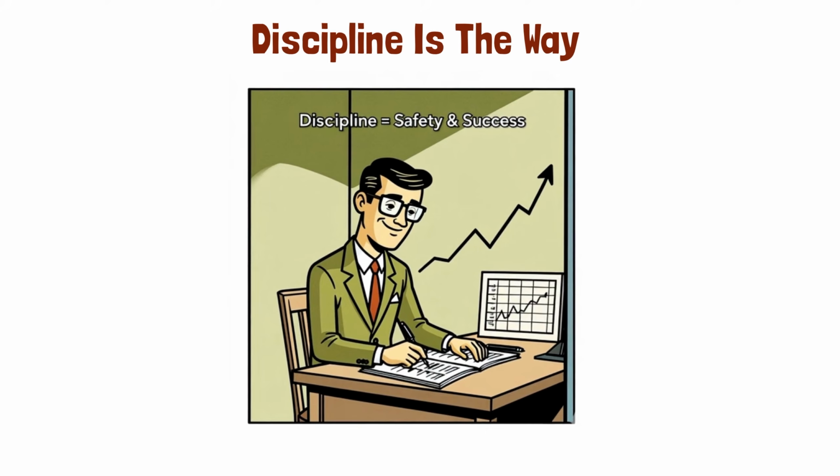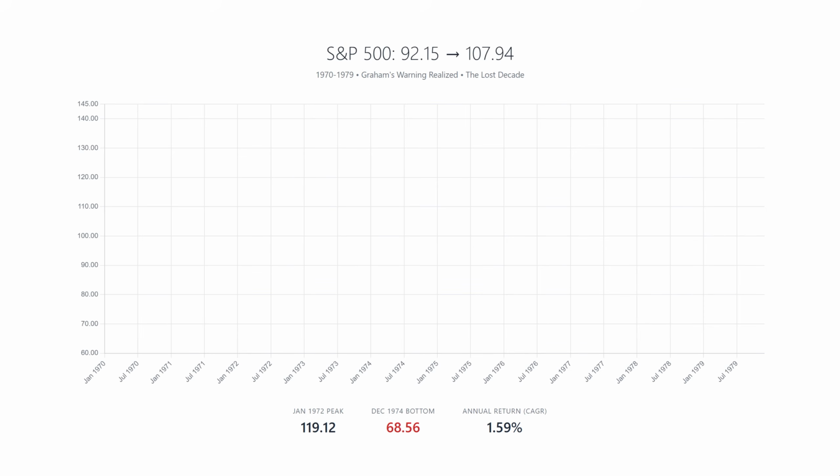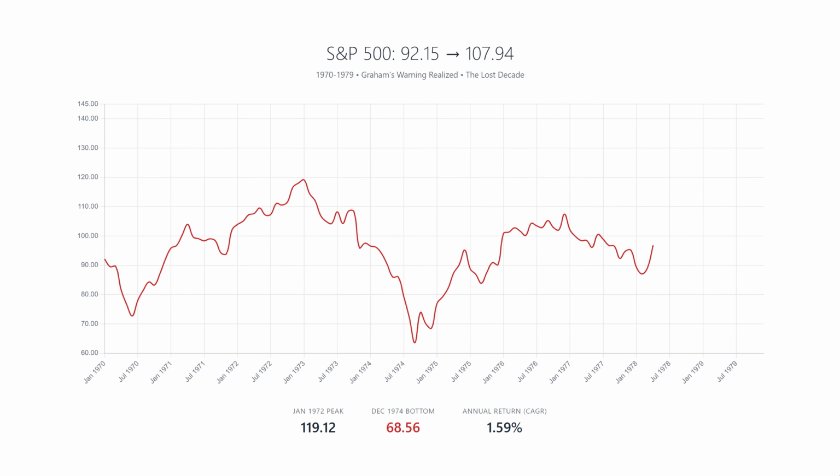Graham's final warning was completely correct. The years right after his 1972 analysis led straight into the devastating 1973-1974 stock market crash. The S&P 500 lost nearly 50% of its value by the end of 1974. The investors who had bought stocks during the period of high excitement suffered through the lost decade of the 1970s. Because of the crash and high inflation, those investors saw little to no real growth for about 10 years.